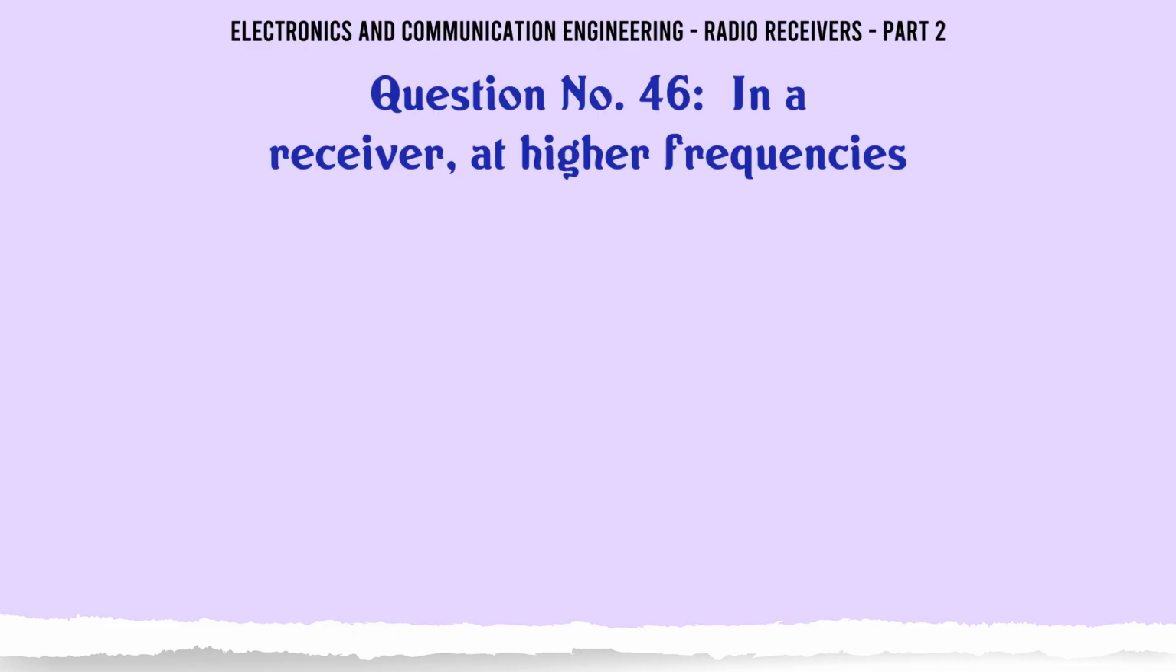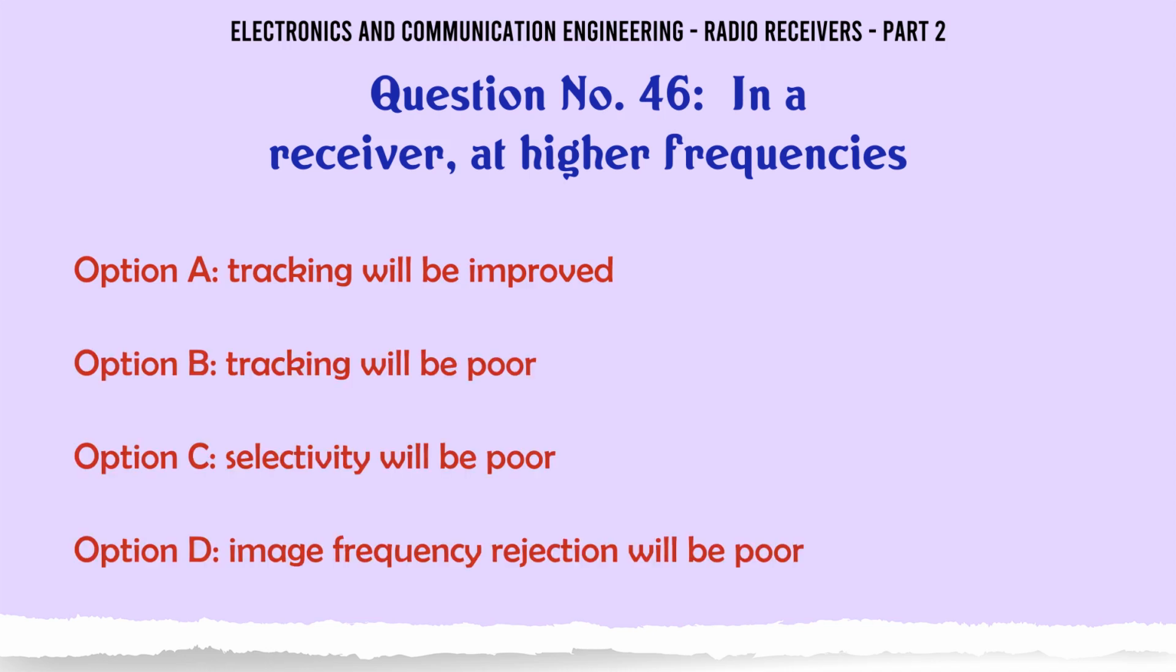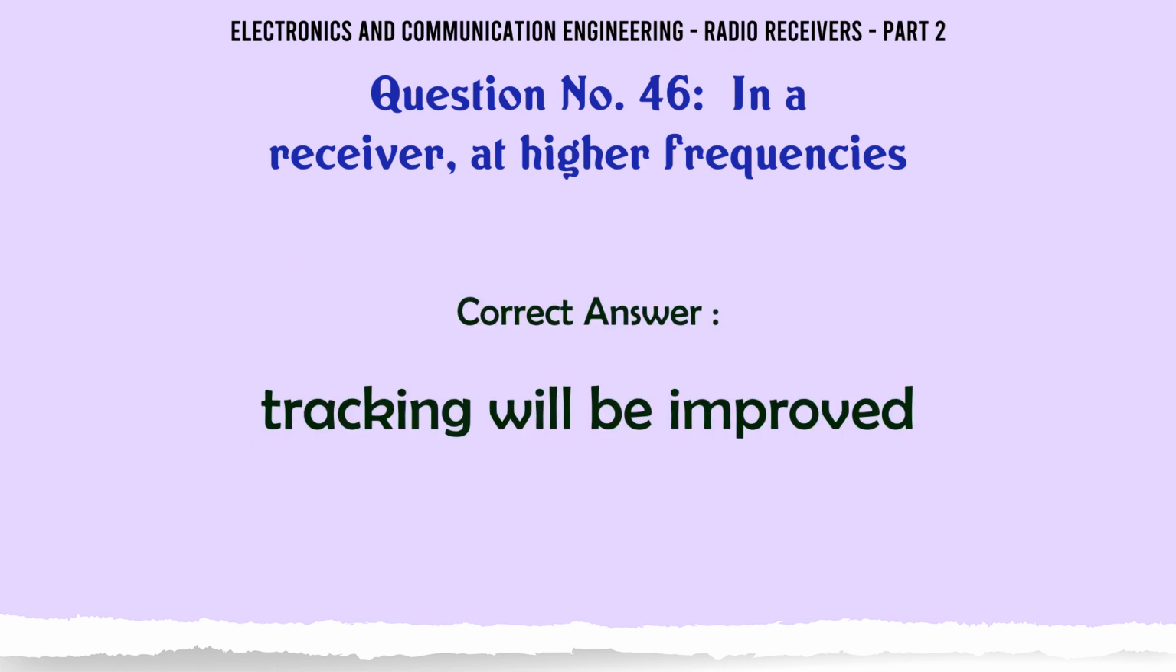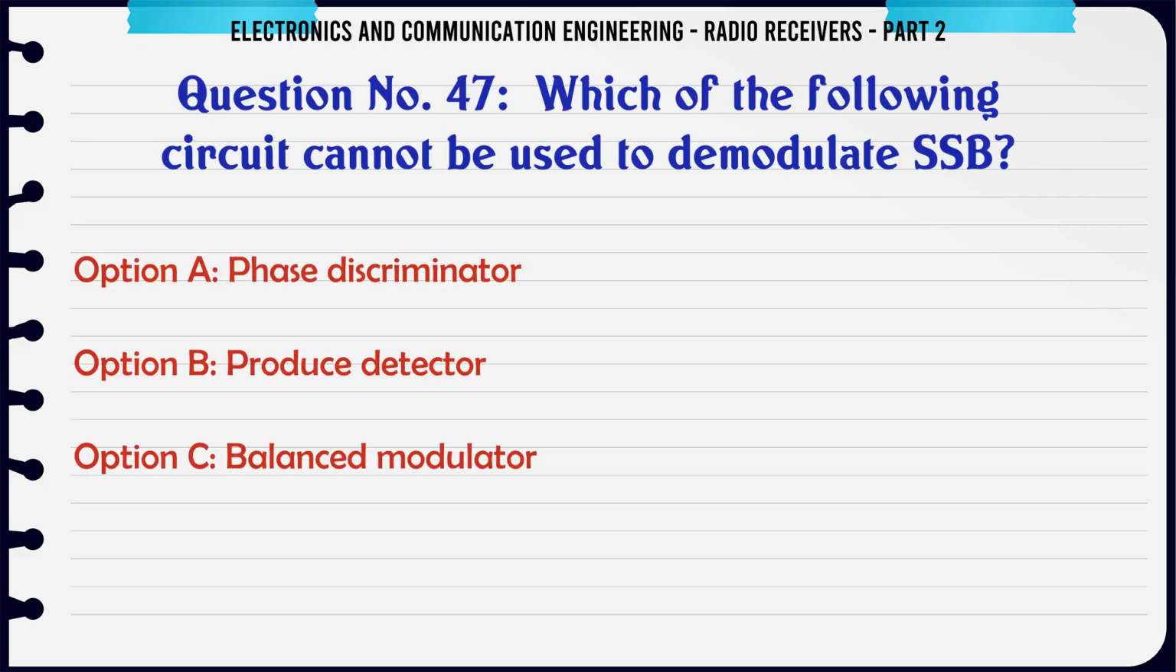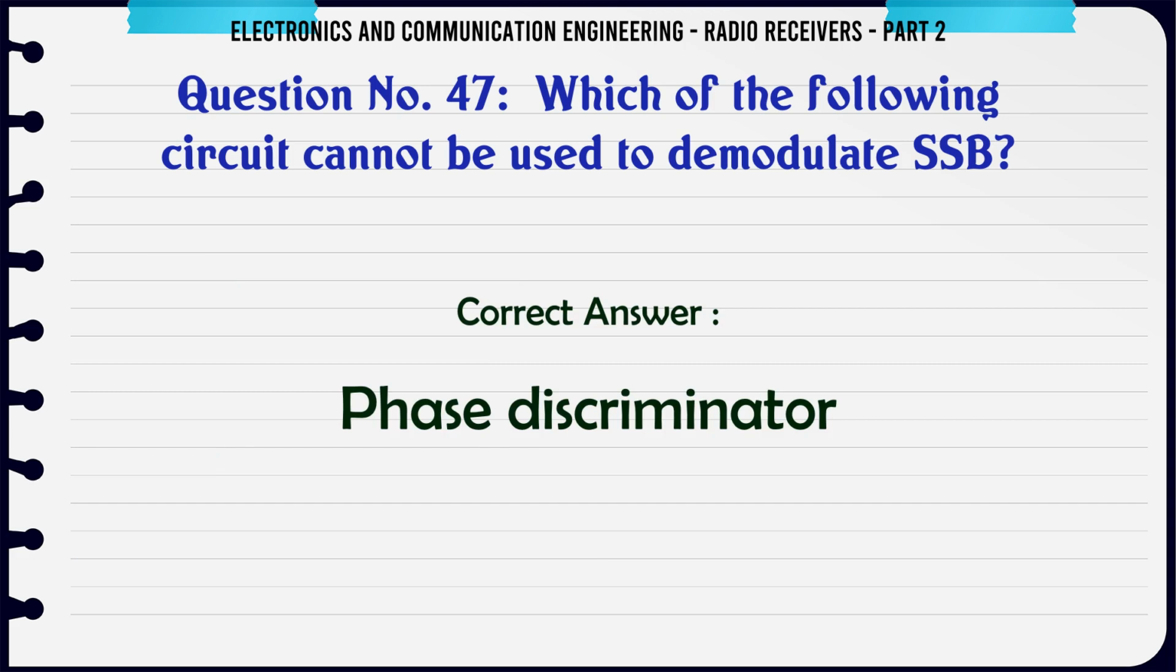In a receiver at higher frequencies, A. tracking will be improved, B. tracking will be poor, C. selectivity will be poor, D. image frequency rejection will be poor. The correct answer is tracking will be improved. Which of the following circuits cannot be used to demodulate SSB? A. Phase discriminator, B. Product detector, C. Balanced modulator, D. Beat frequency oscillator. The correct answer is phase discriminator.